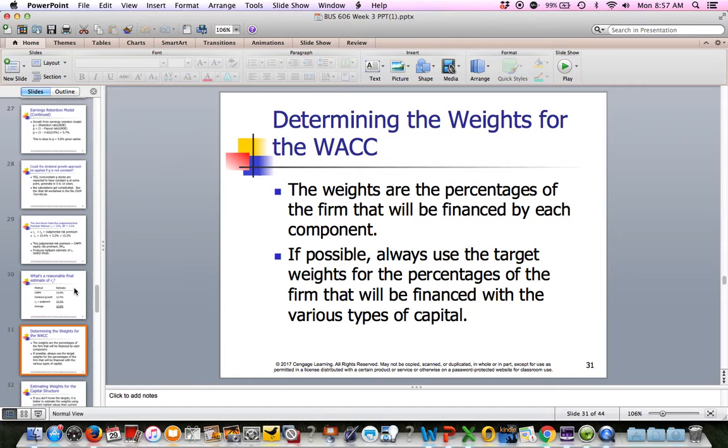All right, now let's talk more about the WACC because, as I mentioned, that was a big part of the chapter. The weights. So what's that weighted average, the weights? The percentages of the firm that will be financed by each component. If possible, always use the target weights as percentages of the firm that will be financed with the various types of capital. Always use the target weights. So the way that works is you have your book value. You can look at your last balance sheet. If you can recall looking at a financial statement, you would see a line that would say preferred stock, common stock, retained earnings. There would also be a line for debt or bonds payable or something along those lines.